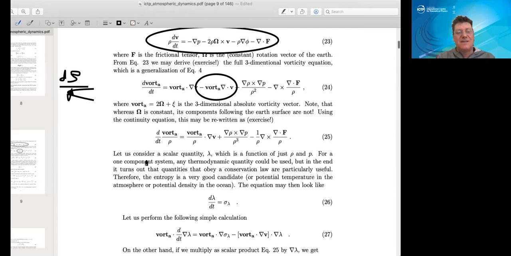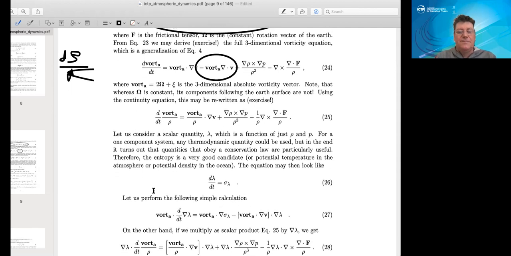This will be the exercise, because if we manage to remove as many as possible terms from the right-hand side, the source terms, then we may be able to derive a conservation law on the left-hand side. Because if we have no term on the right-hand side, that means the quantity for which we have the total derivative, that total derivative is 0, and therefore it's a conserved quantity following the motion of a parcel. And so they now use a trick.